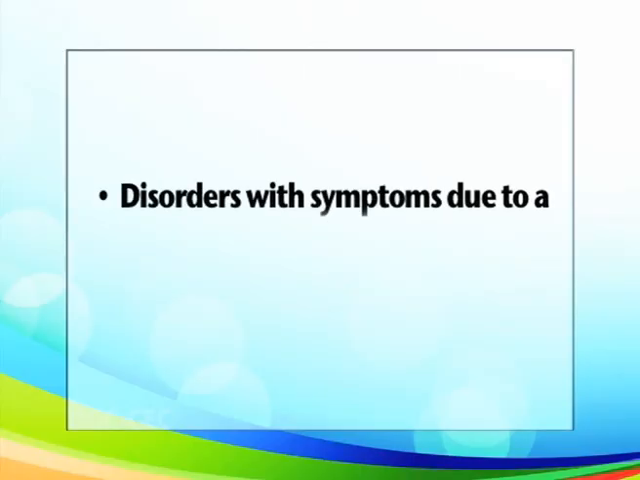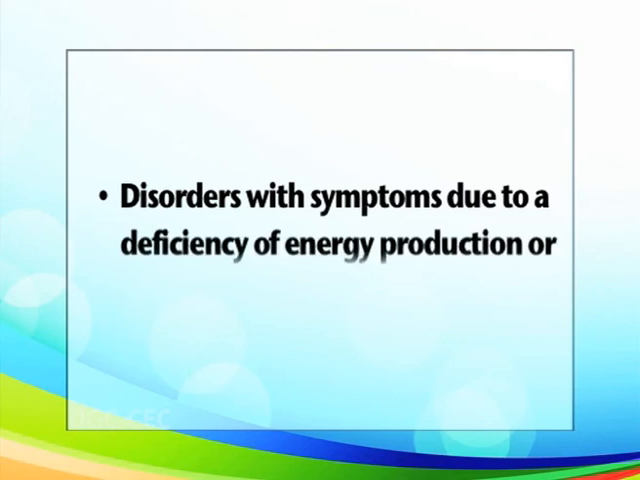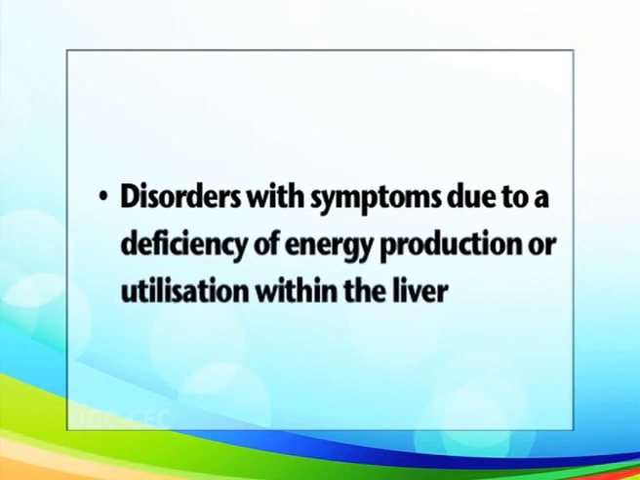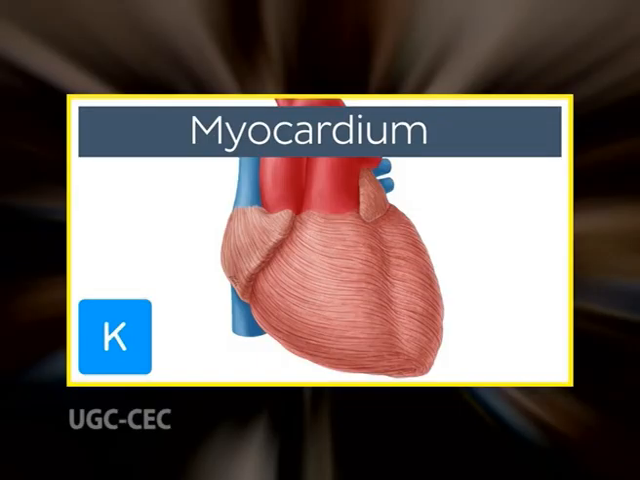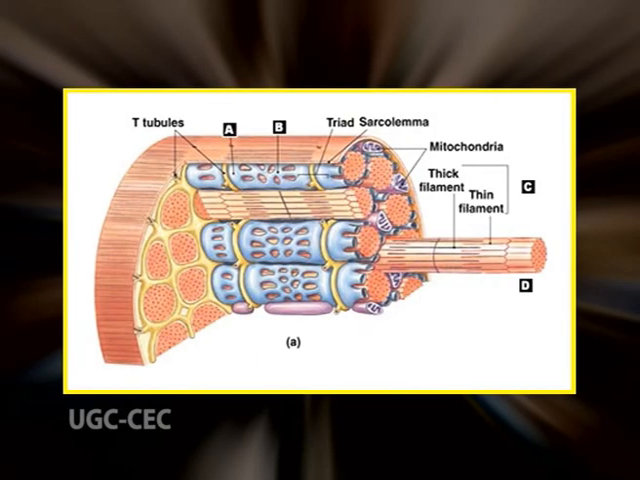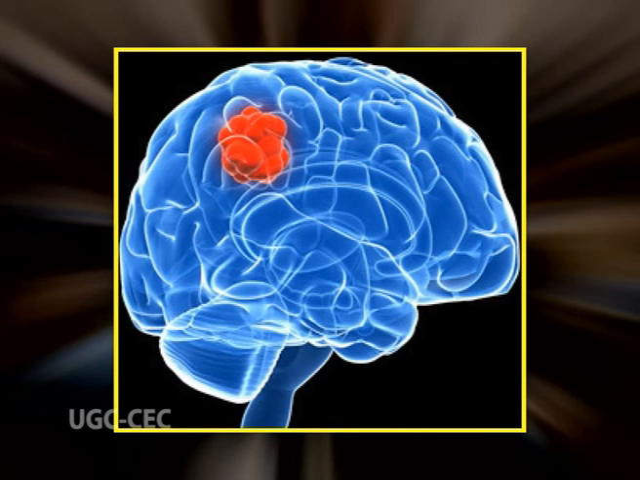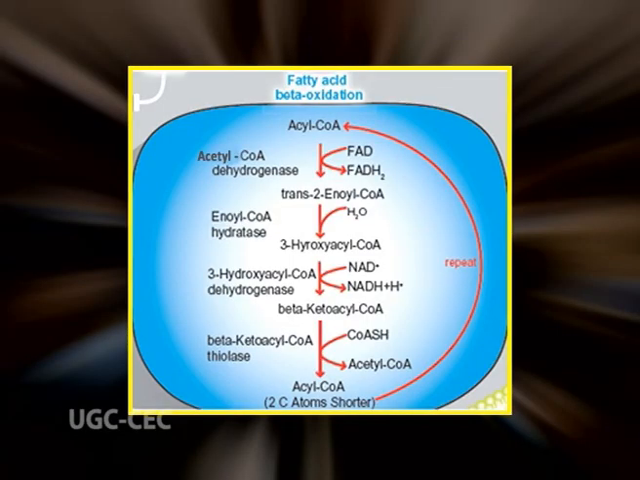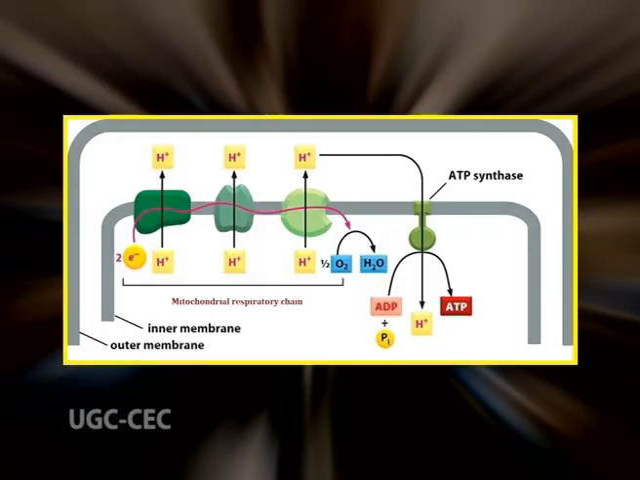Third, disorders with symptoms due to deficiency of energy production or utilization within the liver, myocardium, muscle, or brain. These include congenital fatty acid oxidation defects, gluconeogenesis defects, and mitochondrial respiratory chain disorders.